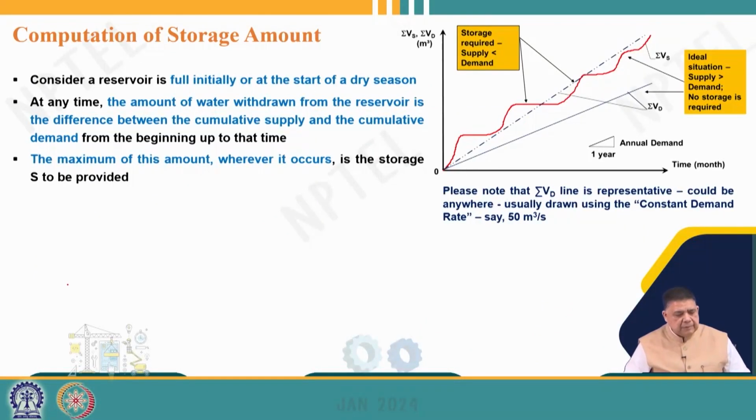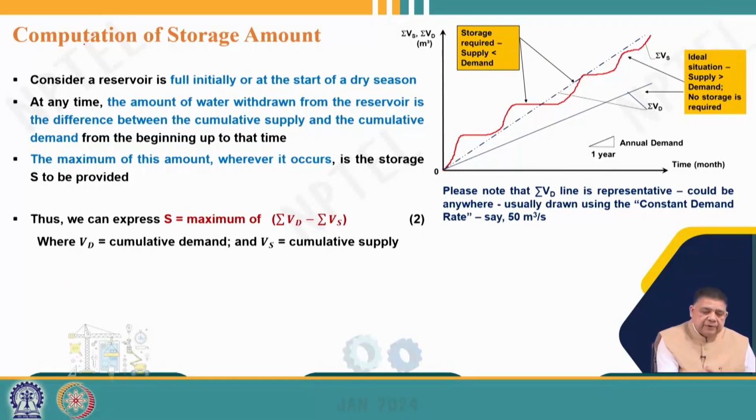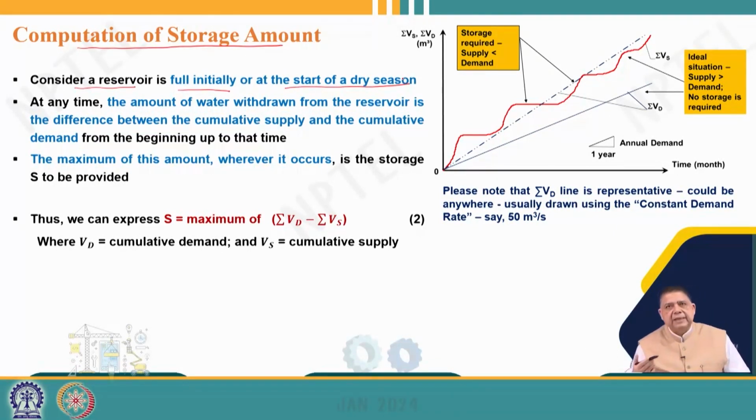So, coming back to the use of flow duration curve in deciding the storage capacity of a reservoir, obviously for that we need to carry out storage amount computation. Let us consider a reservoir that is full initially, or at the start of the dry season. Typically reservoirs are designed and operated in such a way that when the dry season comes, at the beginning of the dry season, they should be completely full, so we have enough water to meet the demands during the dry season.